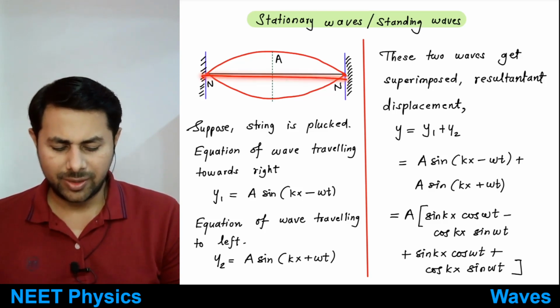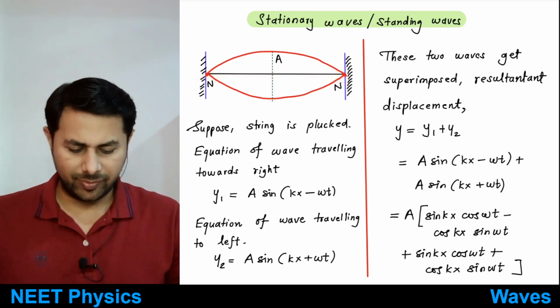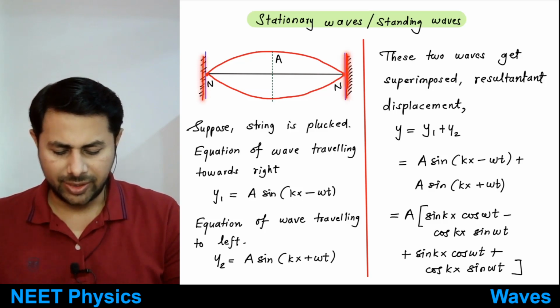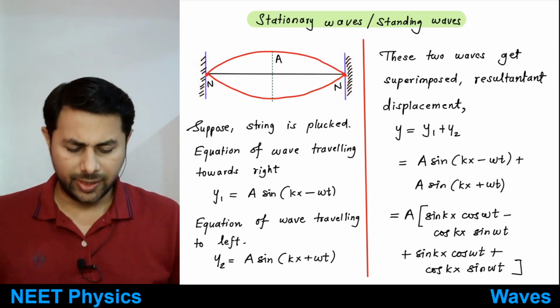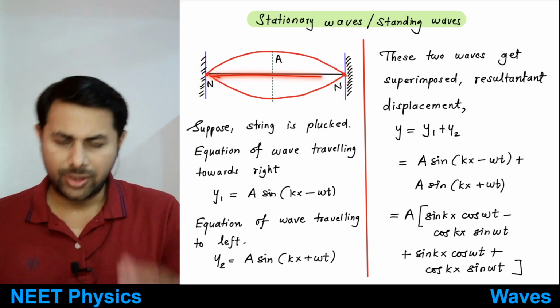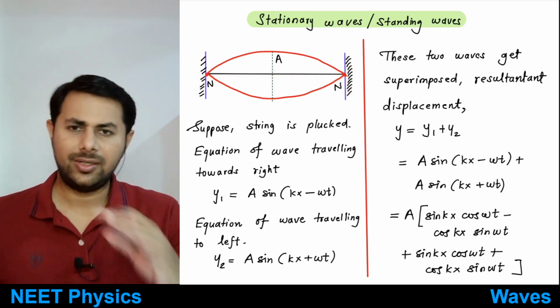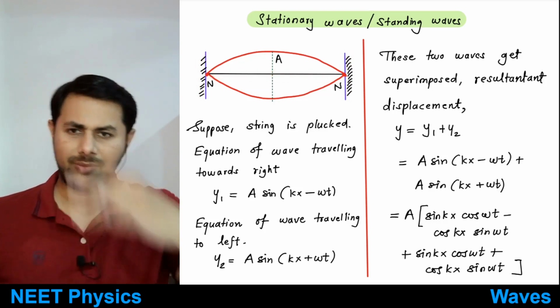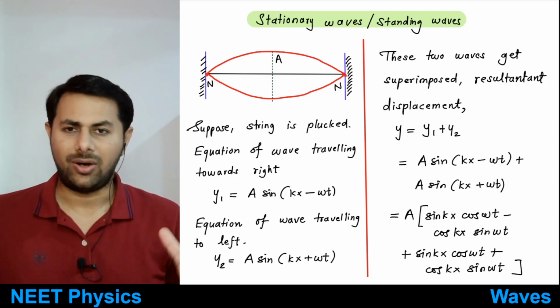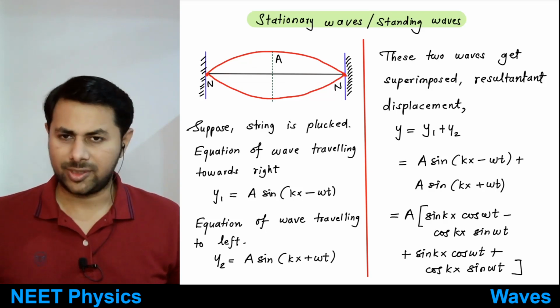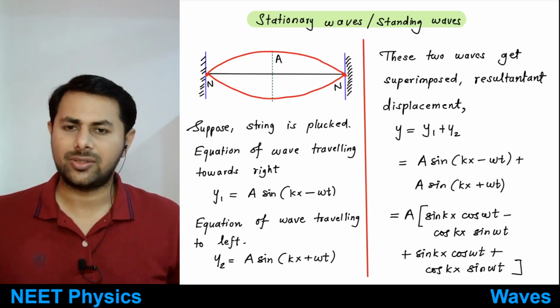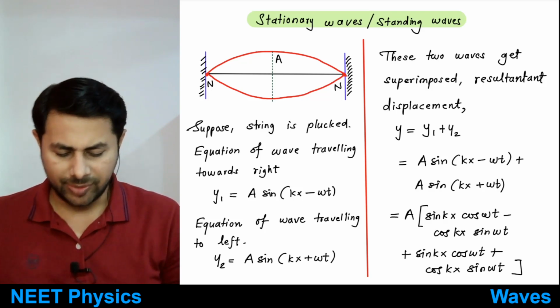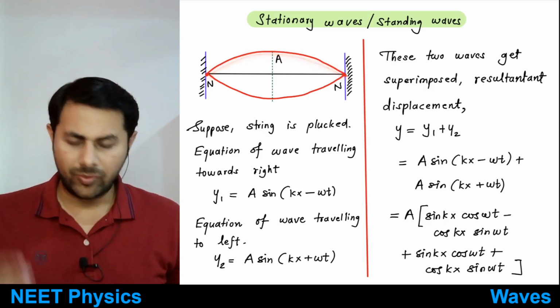For an example, suppose you have a string tied between these two ends, these two walls, and you give some oscillation. So you pluck that string and you release it. Some random oscillations will be set on the string. Several oscillations of different frequencies will be set on the string. But now what will happen?